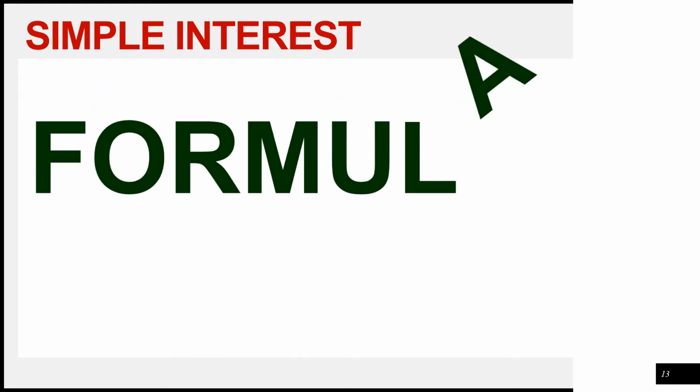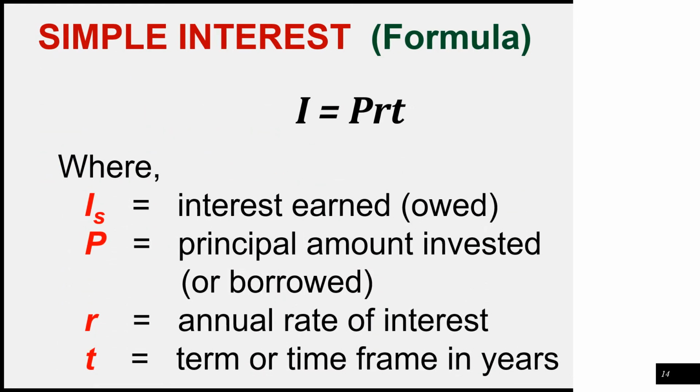To make it easy for us to solve simple interest problems, we will be guided by the following formulas. Here is the formula in solving the simple interest. We have capital I is equal to capital P R T, or shall we say, the interest is equal to the principal amount times the rate times the term, where I stands for the interest earned or owed, S because it is in simple interest, P is the principal amount invested or borrowed, R is the annual rate of interest, and T, which stands for the term or time frame in years.